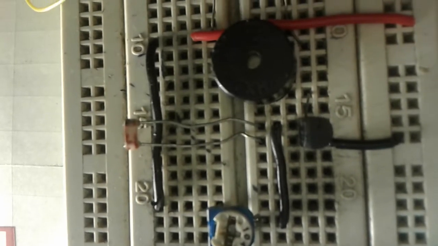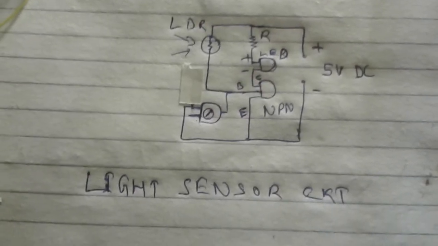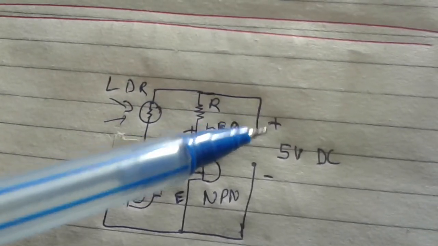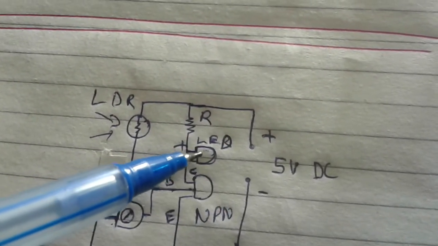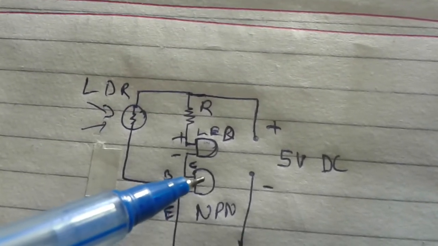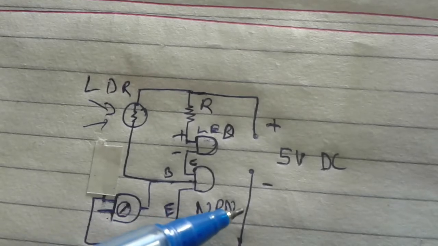And let's come to the second circuit. This is the second circuit, which is the light sensor circuit. As you can see, the positive terminal and the negative terminal, and for output we are using LEDs, and this is the same NPN transistor.